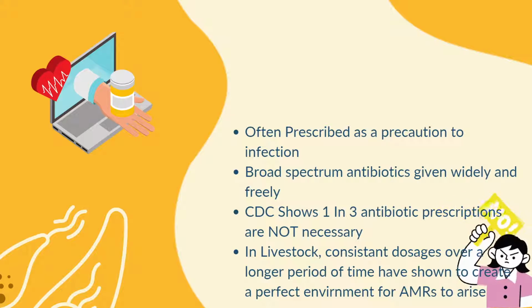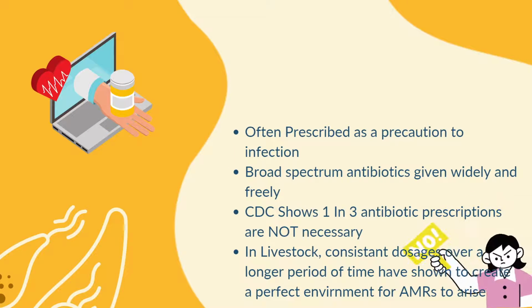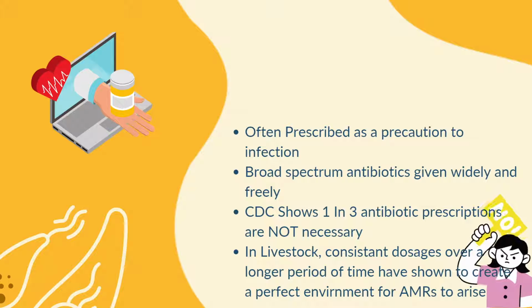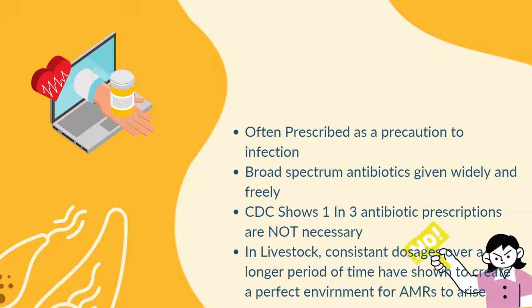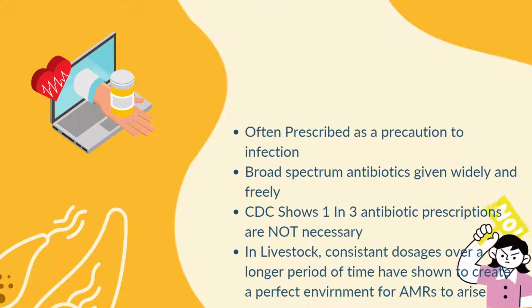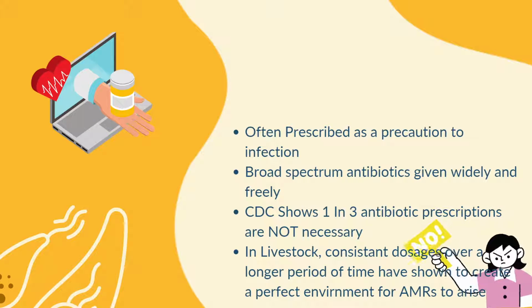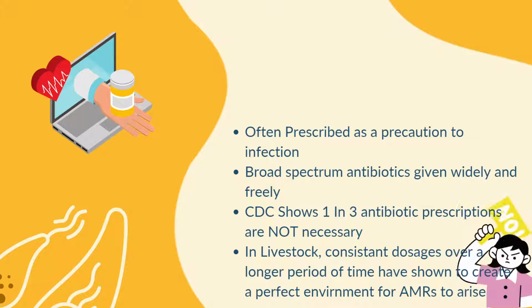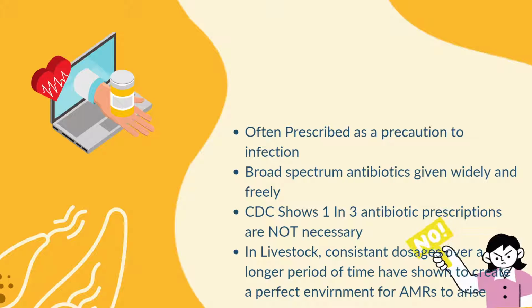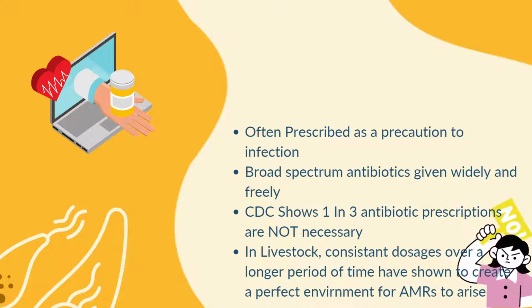As we saw in the chart earlier, if all the bacteria in the animals are killed, the only ones that are left are the bacteria that have developed these resistances, these superbugs, and they will only multiply from there. So it actually increases and intensifies the concentration of AMRs in that given animal population.